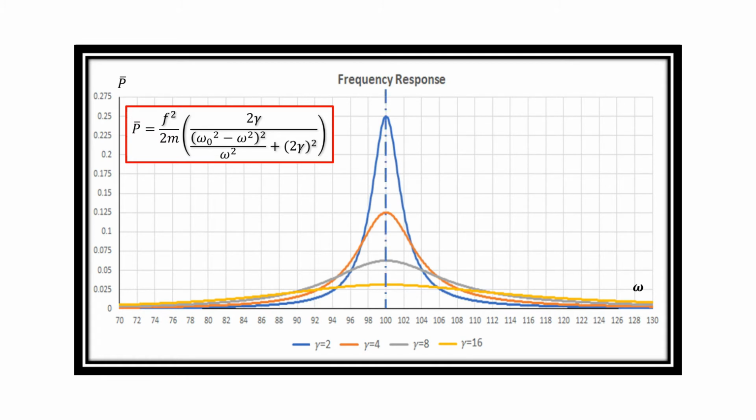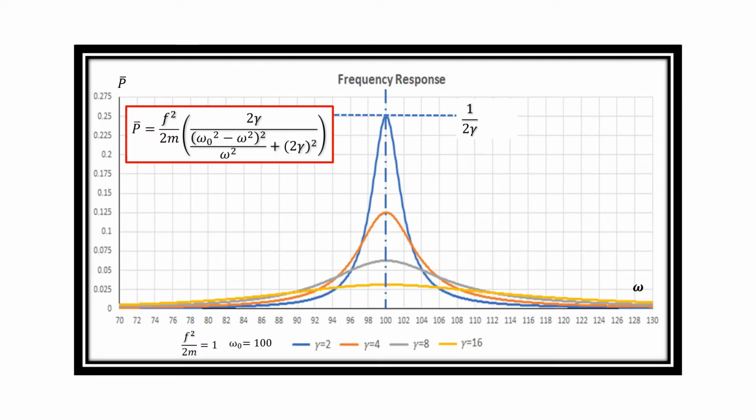Lorentzians peak at the natural frequency, no matter how much damping there is. We have arbitrarily chosen 100 radians per second for omega sub 0. The power peak has this expression. If we assume, very arbitrarily, that F squared over 2m equals 1, the peak comes equal to 1 over 2 gamma, which stresses the fact that it's inversely proportional to damping.